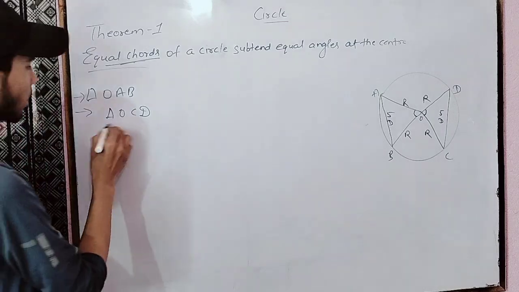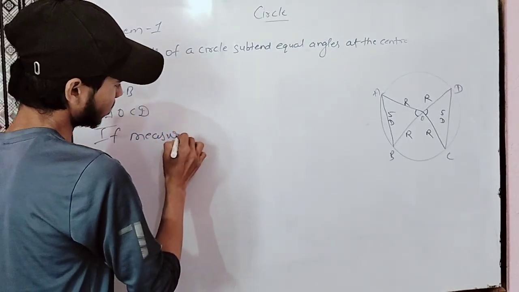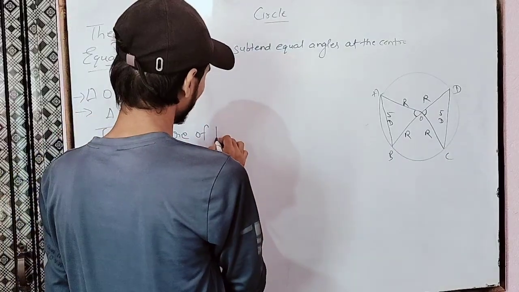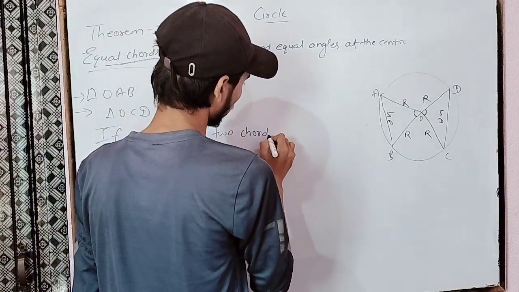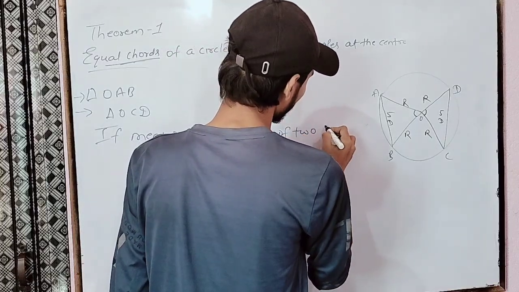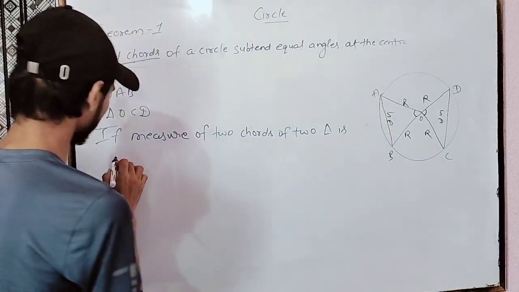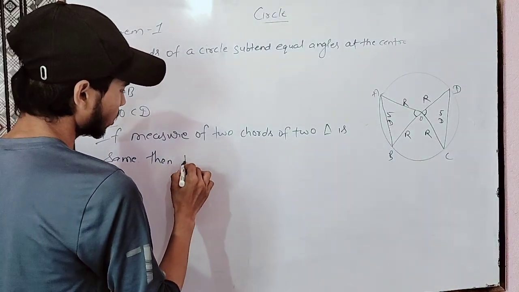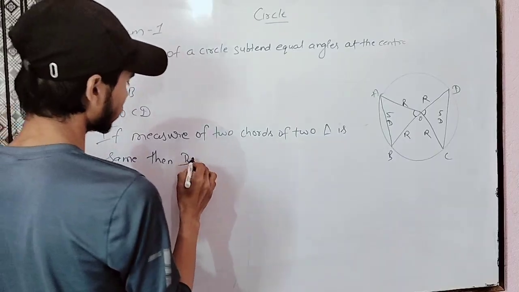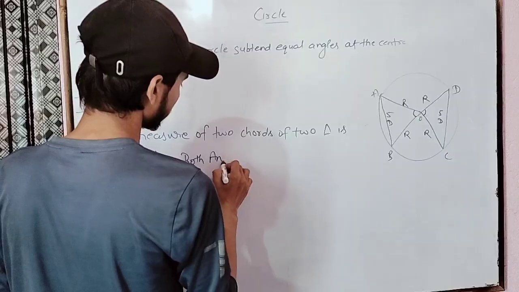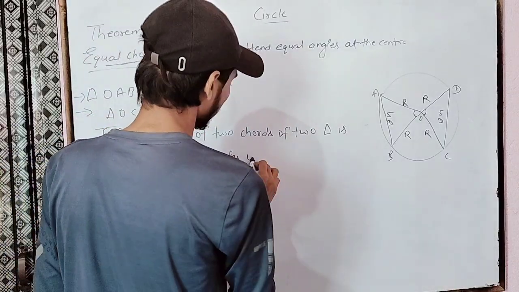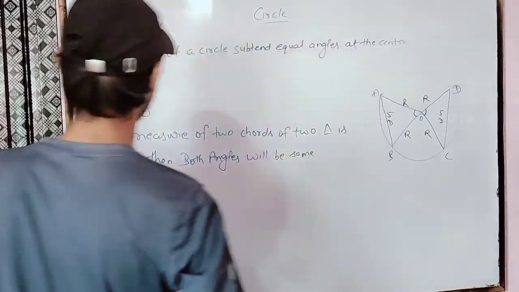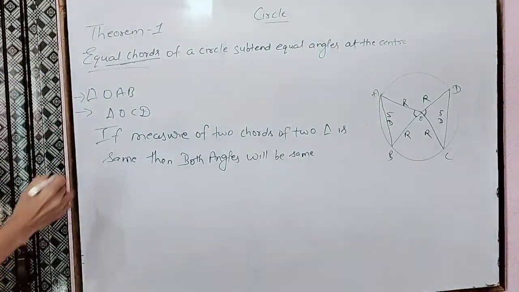Now here you can see, if the measure of two chords of two triangles is the same, then both angles will be the same. The reason is equal chords. Clear? You can say here.